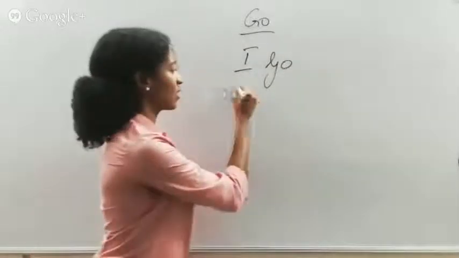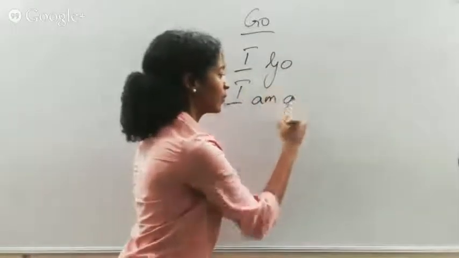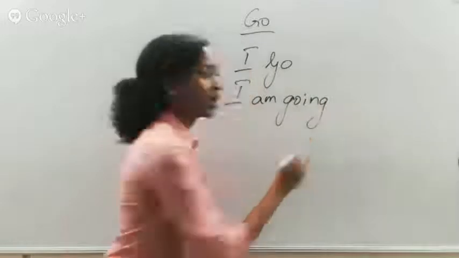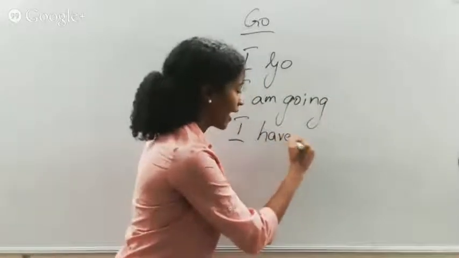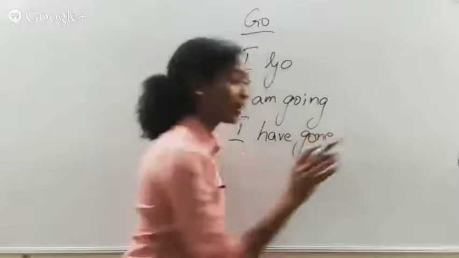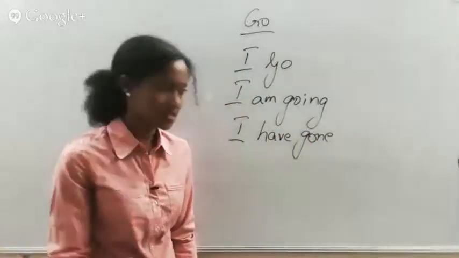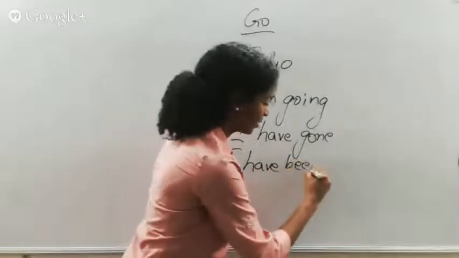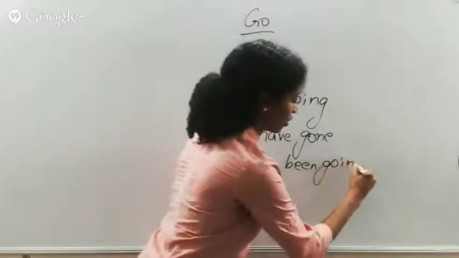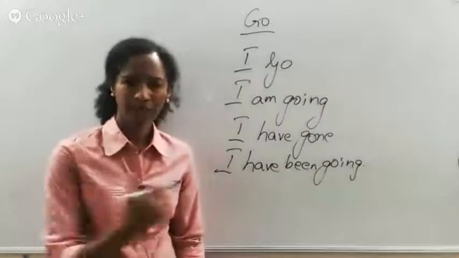Continuous tense, I am going. Perfect tense, I have gone. Perfect continuous tense, I have been going. Right? Everybody clear with this, right?